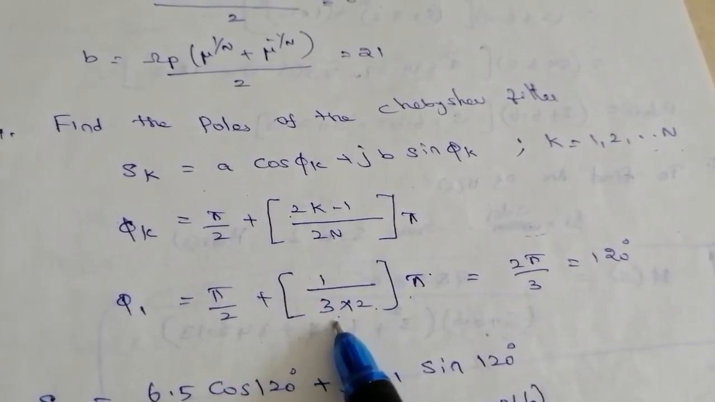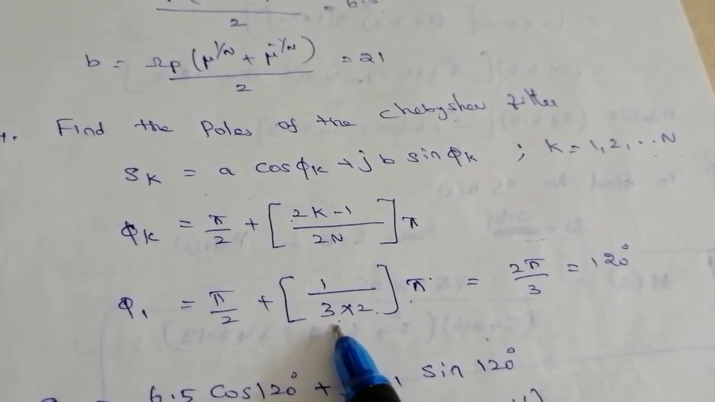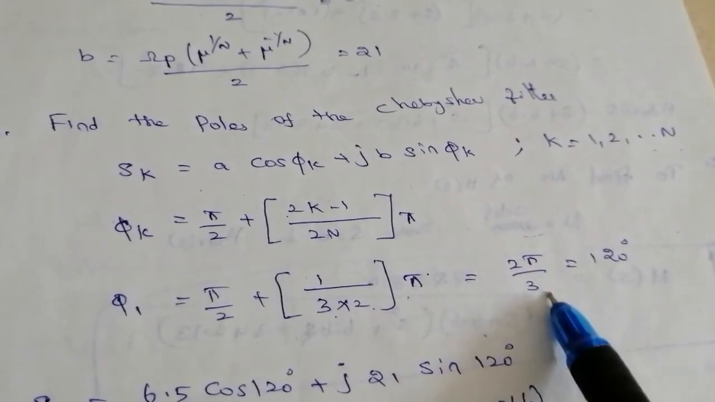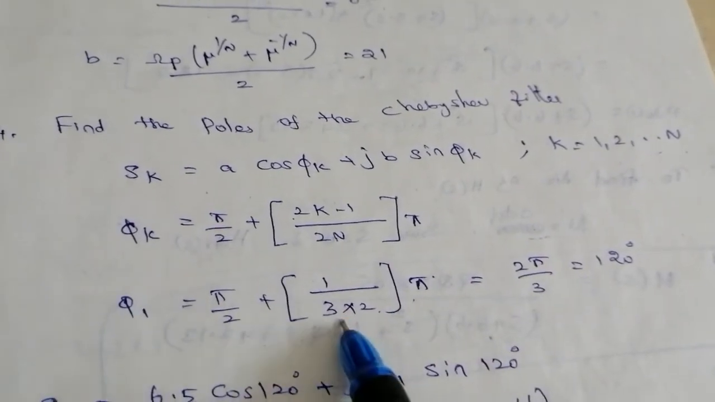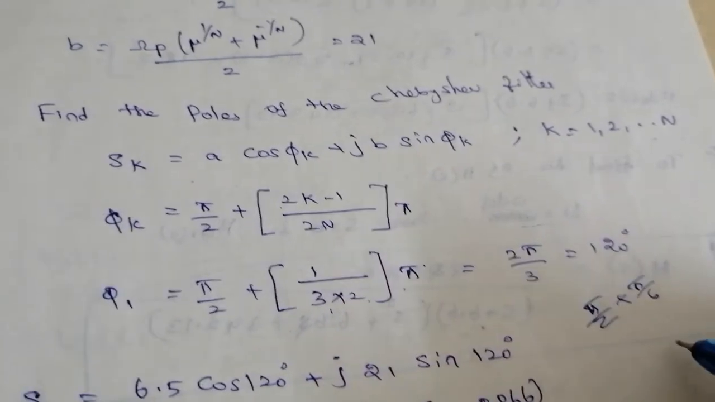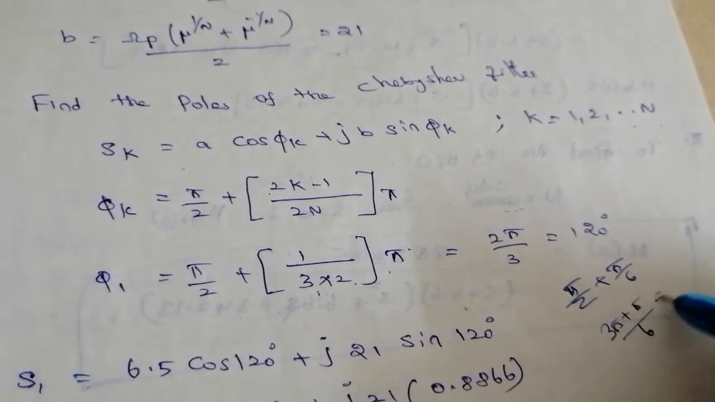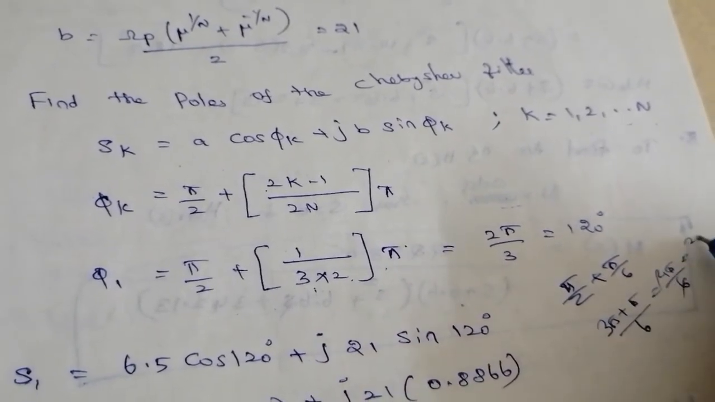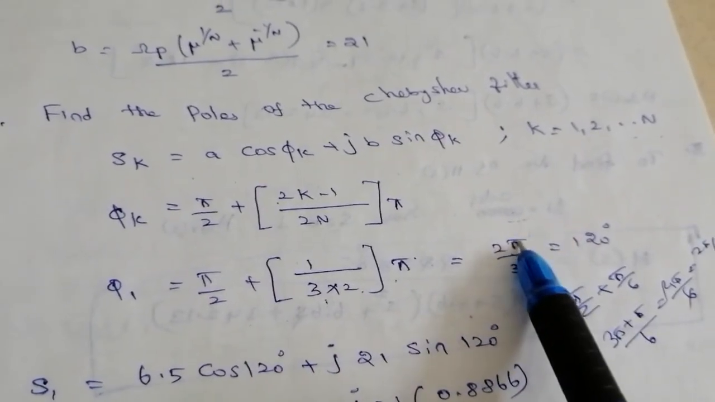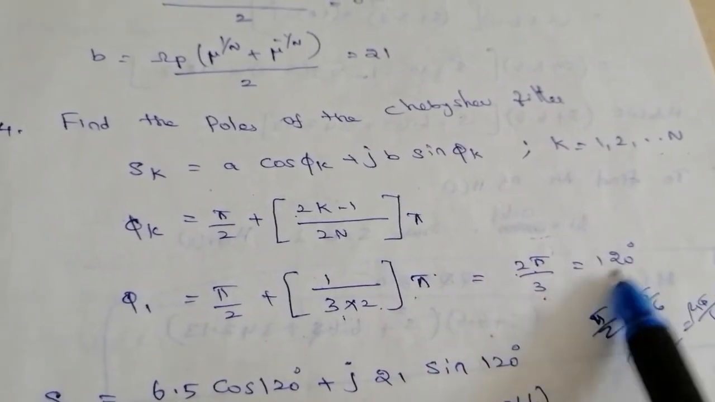Pi divided by 6. So after simplification, we get 2 pi by 3 because we take the LCM. Pi by 2 plus pi by 6, the LCM is 6, so 3 pi plus pi, which is nothing but 4 pi by 6, so 2 pi by 3, right? Taking pi as 180 degrees, 2 into 180 is 360 divided by 3 becomes 120 degrees, right?